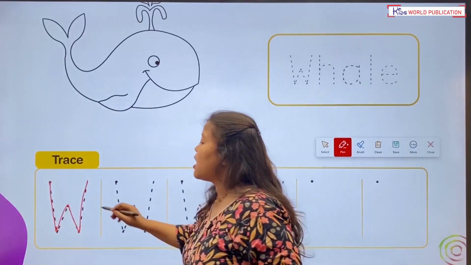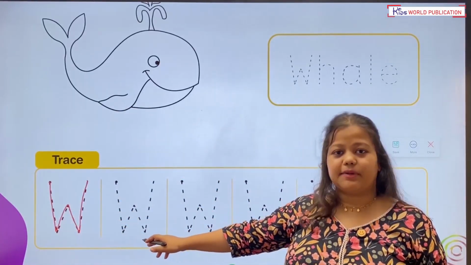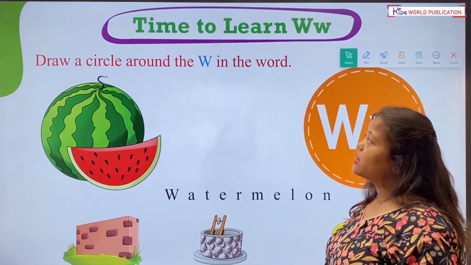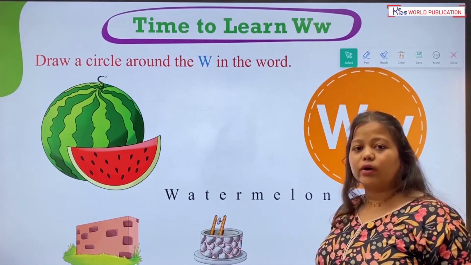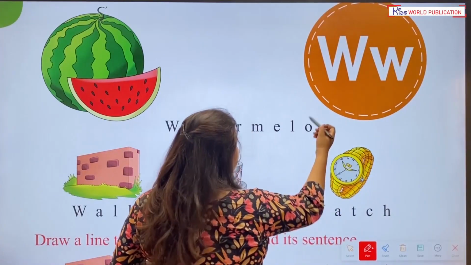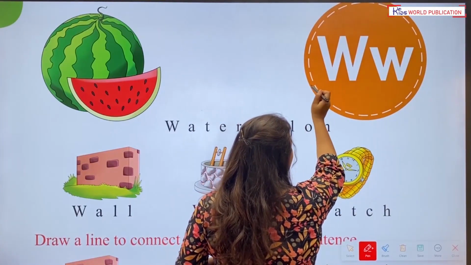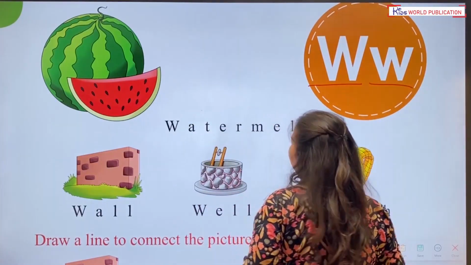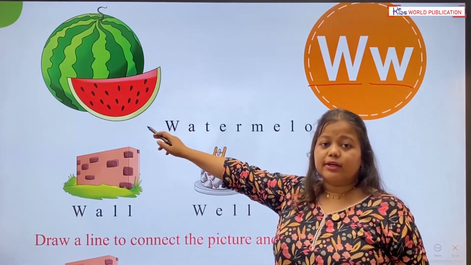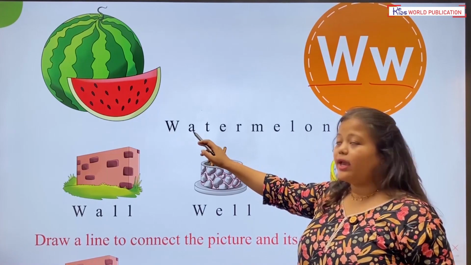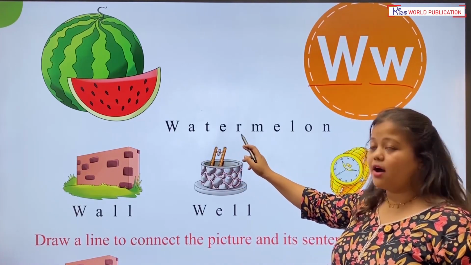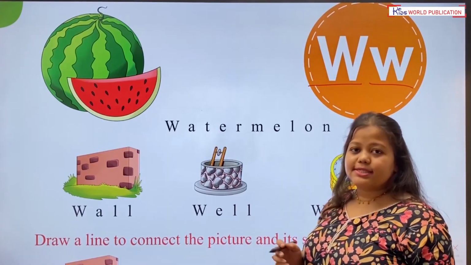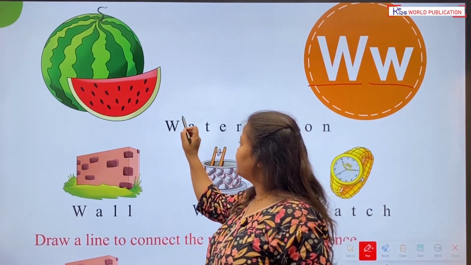So kids, this is how you will trace the W and complete it. Time to learn W. Draw a circle around the W in the word. So kids, this is alphabet W, capital W, small w. Watermelon. So we will circle letter W.